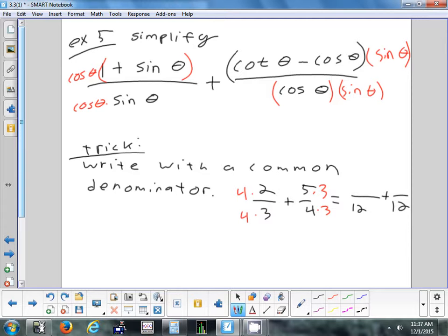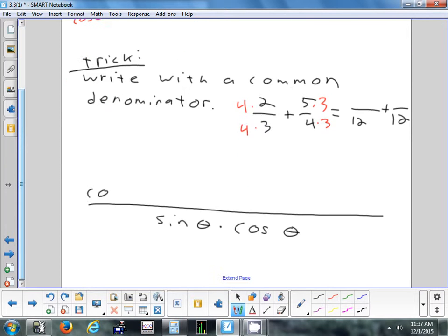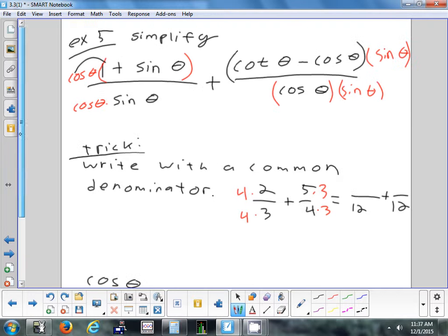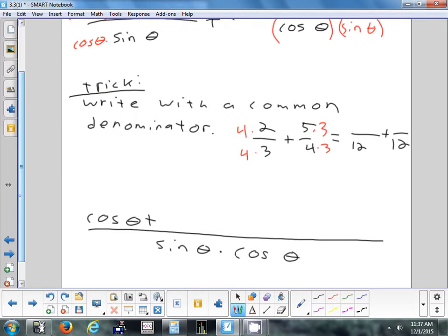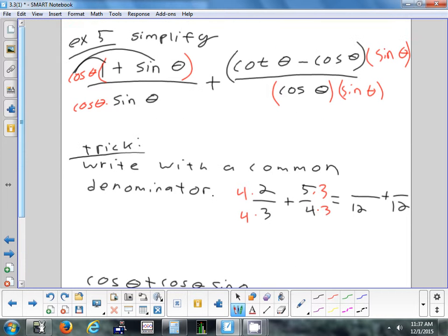Brandon, what's cosine times 1? Cosine. Okay, we get cosine. Zach, what's cosine times sine? Don't think too hard about simplifying that. Okay, cosine times sine. Just cosine times sine. Yep. That's the first part.